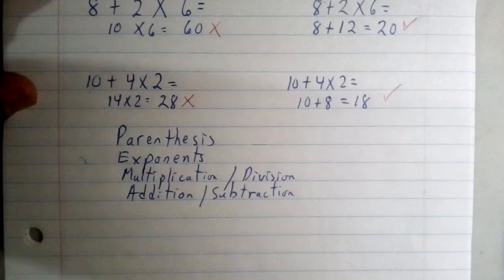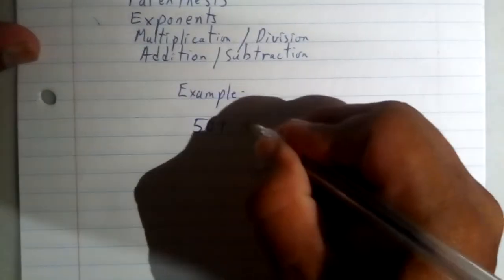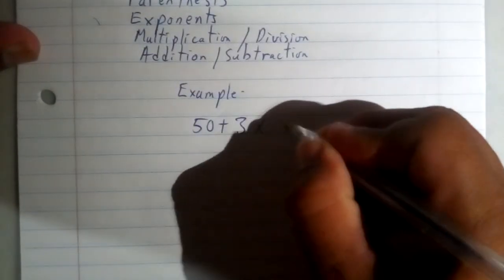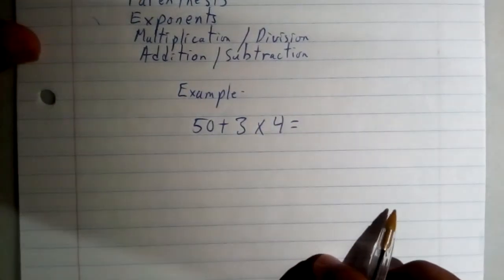So then let's see another example. Consider that we have now, if I just give us a problem like this, call this an example, and let's say our example says 50 plus 3 times 4. This means that we are going to do multiplication first.